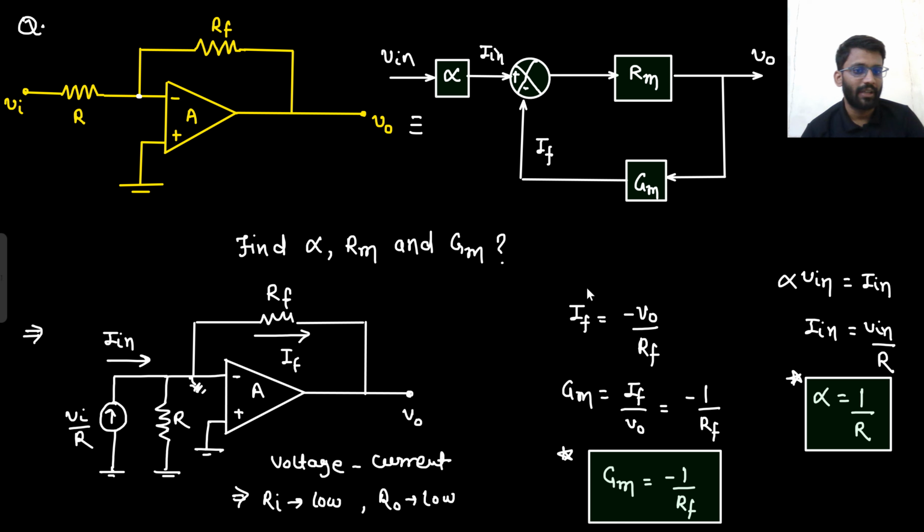So GM is minus 1 by RF. And what about our alpha? Alpha is here, there is simply current. So alpha will be 1 by R only. Right? And then my target was to find RM.